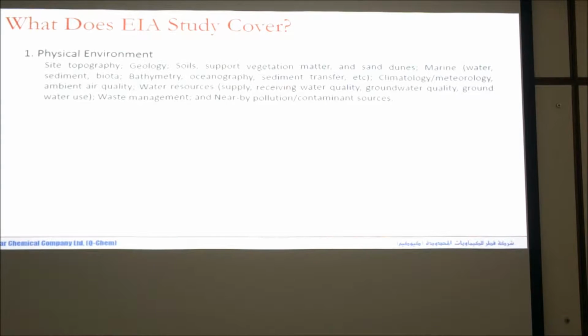The environmental impact assessment will cover three main areas. There are four, but three main areas. The very first one is the physical environment, like the topography, the marine, you name it. Geography, bathymetry, oceanography, sediments in the sea, groundwater, surface water. This is called physical environment, something I can see, I can touch, right?